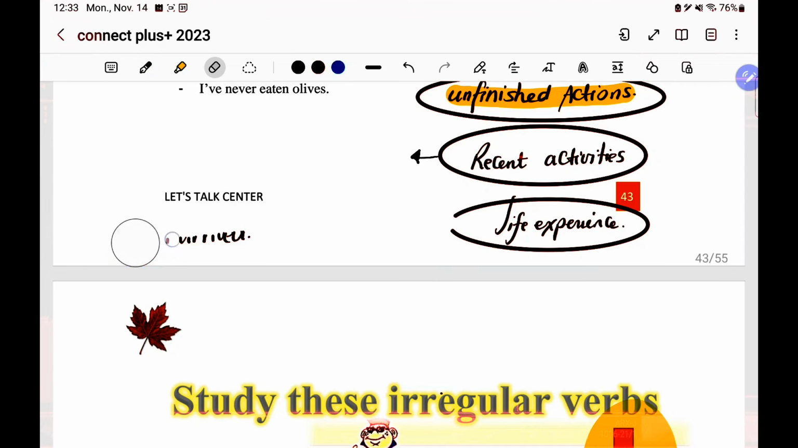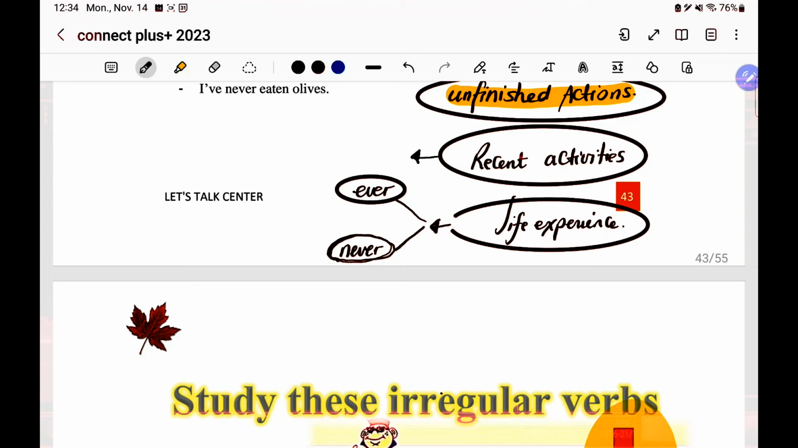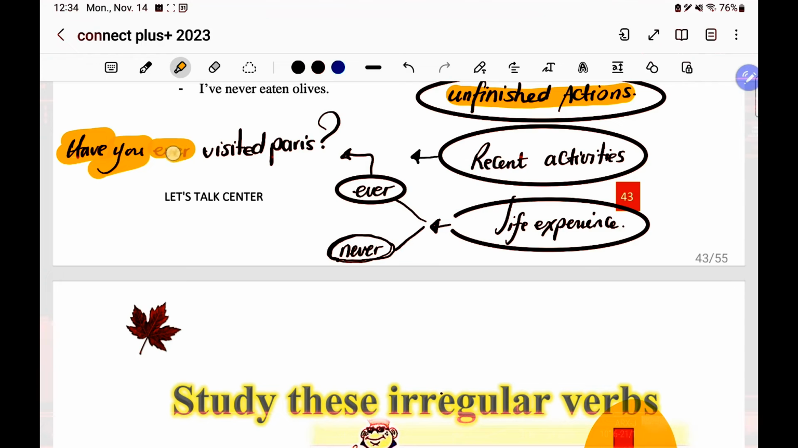Perfect. What about function number 3? Life experience. And for life experience here, I'm gonna use 2 words: ever and never. Never comes in the negative and ever comes in questions and affirmatives. Let's look at these examples. Have you ever visited Paris?